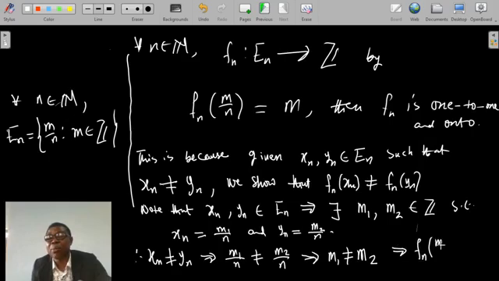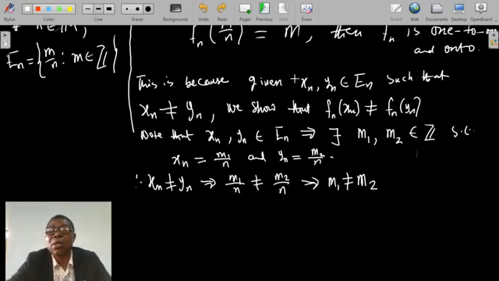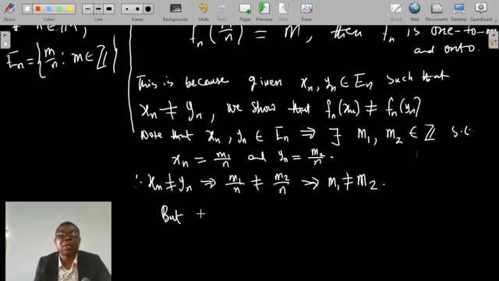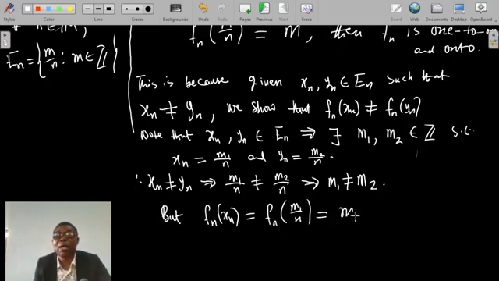Fn of m1 over n, let me try to make it as clear as possible. Fn of Sn is equal to Fn of m1 over n, and this is equal to m1. And Fn of yn is equal to Fn of m2 over n, and this is equal to m2.